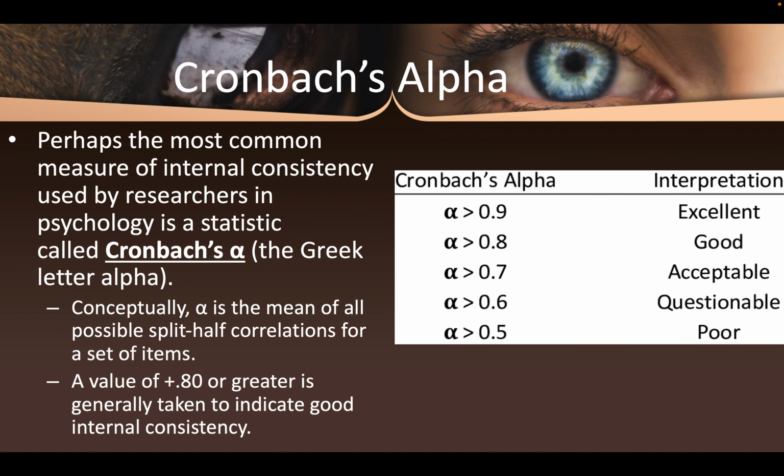Perhaps the most common measure of internal consistency used by researchers in psychology is a statistic called Cronbach's alpha, the Greek letter alpha, of course. Conceptually, alpha is the mean of all possible split-half correlations for a set of items. A value of plus 0.80 or greater is generally taken to indicate good internal consistency.